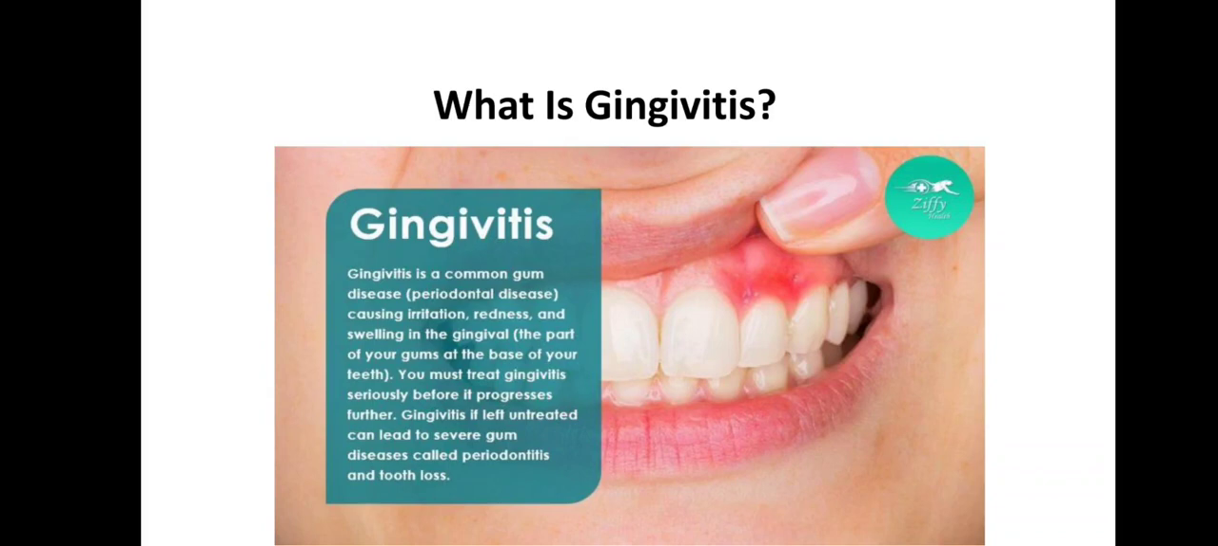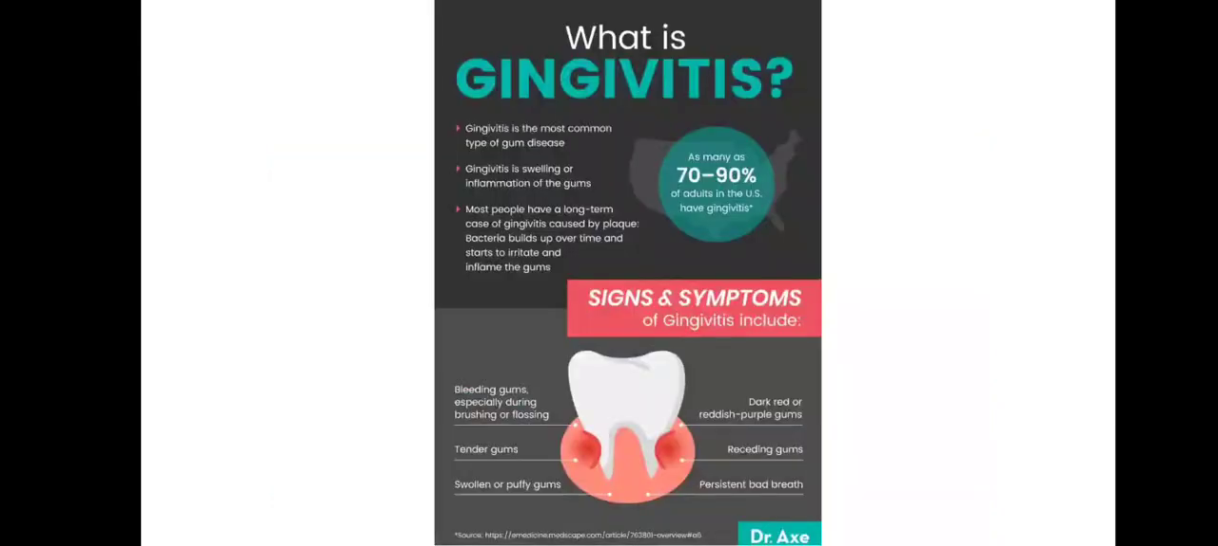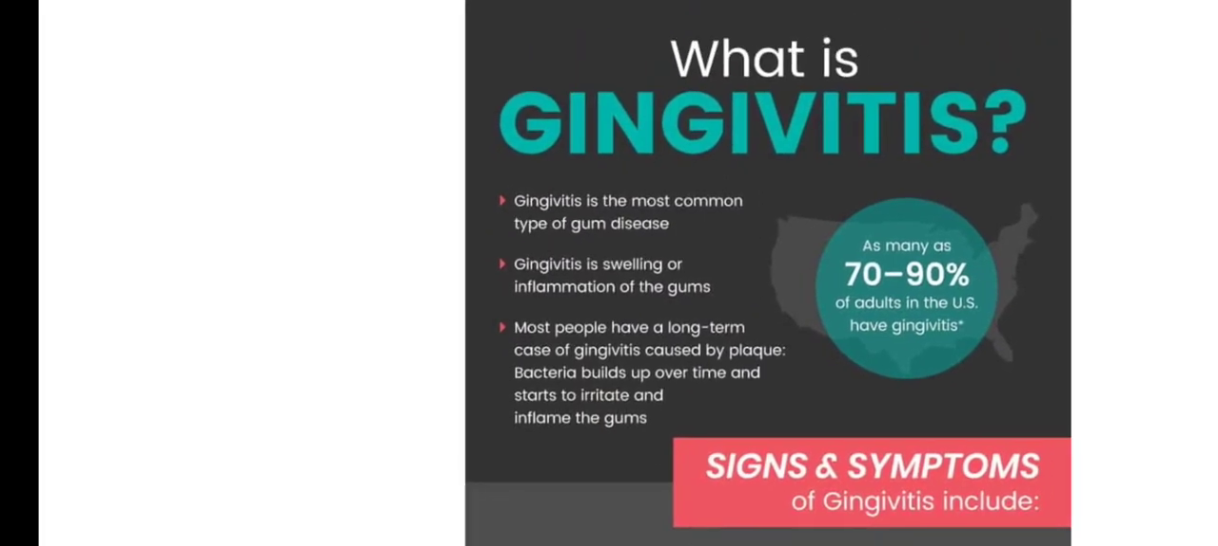So what happens is that it's an inflammation taking place in the gums, and it causes irritation, redness and swelling in the part of the gums, and this part of the gums is known as the gingiva. That's why we call it gingivitis. If it's left untreated, it can lead to tooth decay, and it takes place due to viral or bacterial infections as well, right? So what is gingivitis?